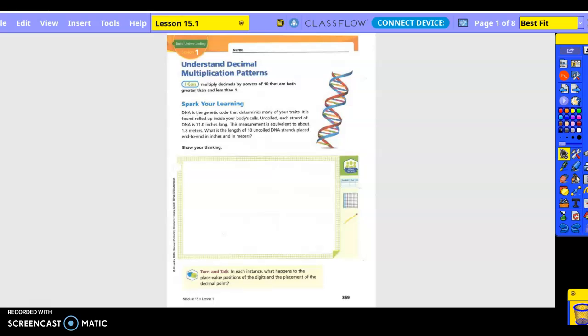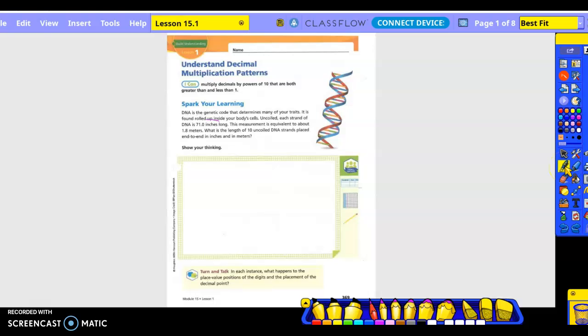So here is our inches, here's our meters, and then they want to know what the length of 10 of them placed end to end would be. Okay, so we did a lot of these on daily buckets, right? So it should just be kind of a review. So when do we go to the left? When do we move the decimal place to the left?